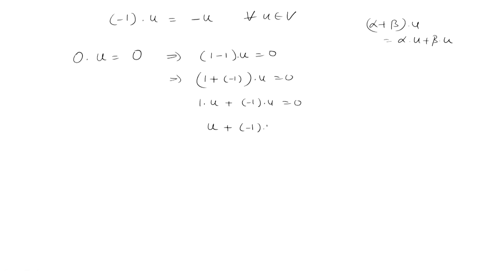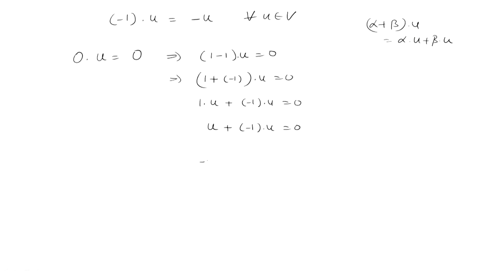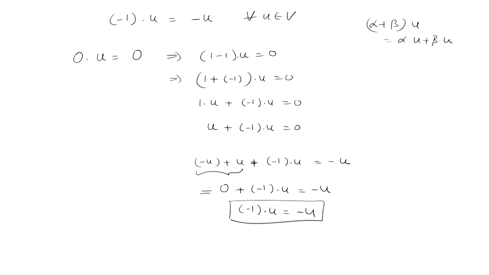1 dot u is u, plus minus 1 dot u equals 0, and if u is in V, then its additive inverse exists, which is minus u, and it is also in V. So, we can always add minus u to both sides, and this plus this is additive identity. Now, an element with its additive identity is always itself. So, it is minus 1 dot u, which equals minus u. So, we have proved this result also. Okay. So, all the three parts we have done.